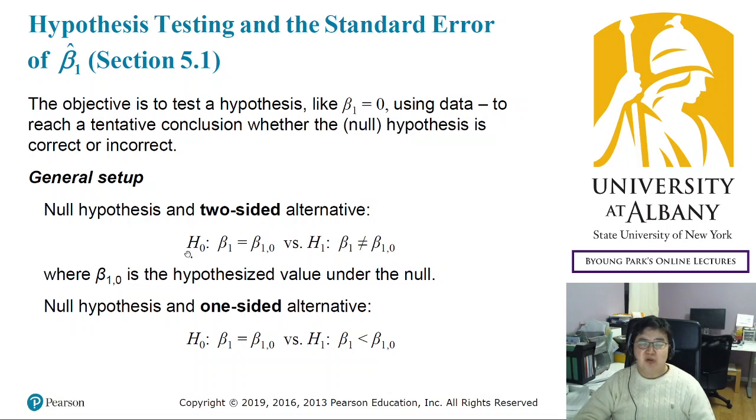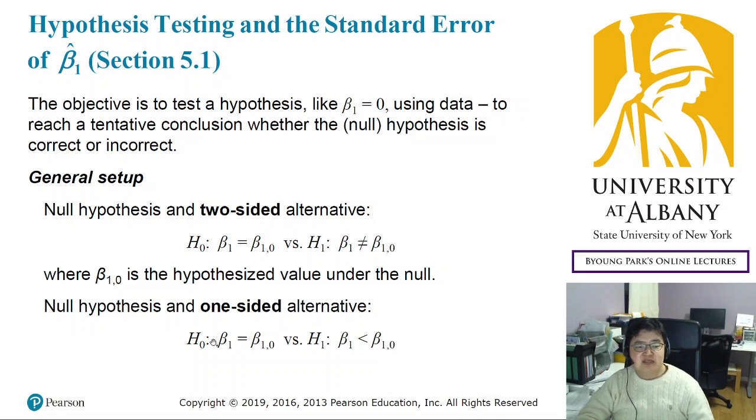We call this a two-sided test because we don't have any directional hypothesis. We just ask whether it's the same or not. So we are testing whether beta 1 is the same as what we believed or different. It could be smaller, could be larger. Both are wrong. We allow both directions, so our mistake could happen in both directions.